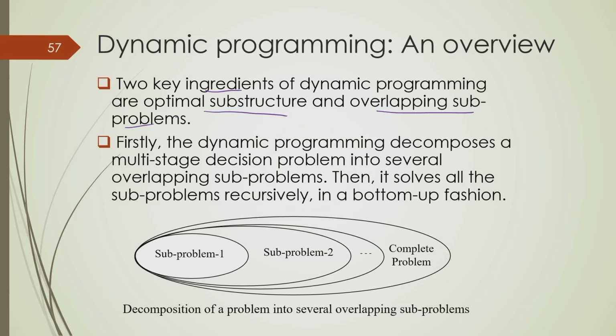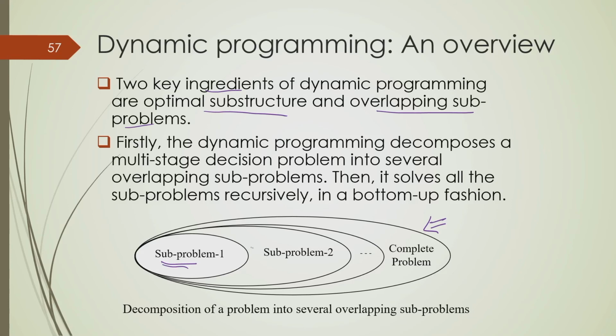Now, what do you mean by overlapping sub problem? An illustrative example is shown over this figure. So, what it did, a complete problem is converted to some overlapping sub problems like this, and thereby this reduces the dimension of the problem, or reduces the overall problem into a set of problems which we need to solve one by one.